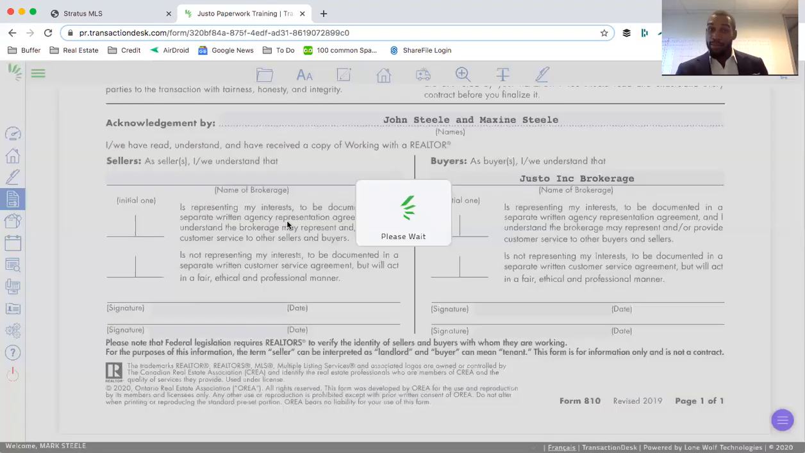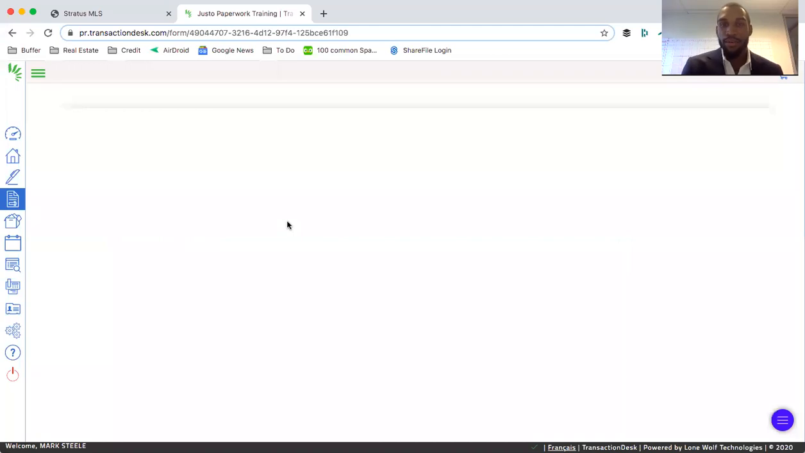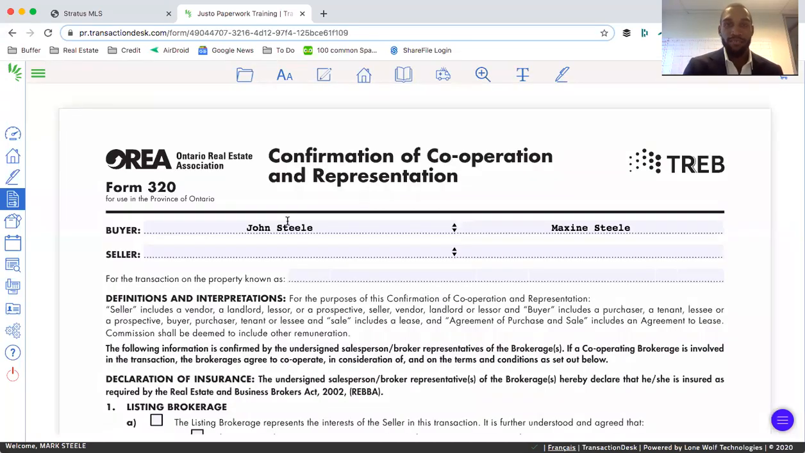Third document, this one's very important. We have the confirmation of cooperation and representation. Once again, this document outlines that we're working with these clients exclusively. And for the specific transaction that we're putting an offer in on or that we had the offer accepted for, we are going to be paid commission based on this agreement, okay?